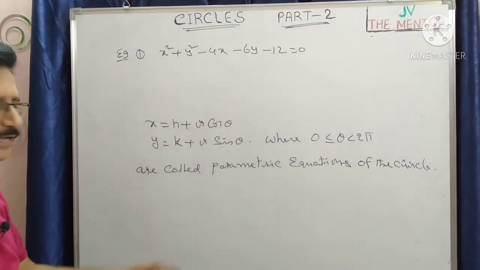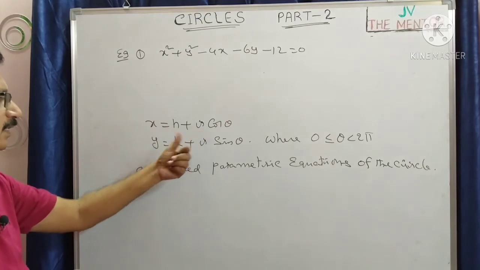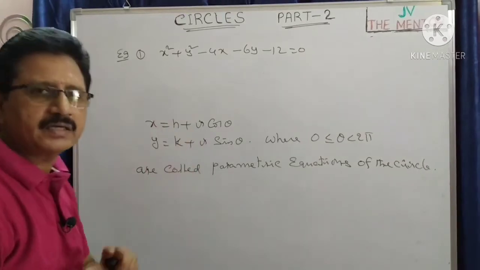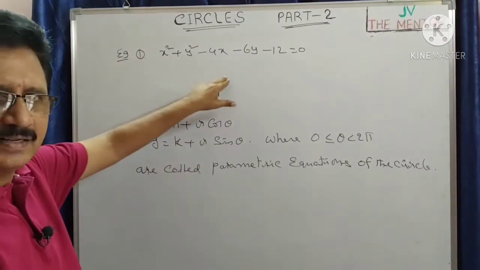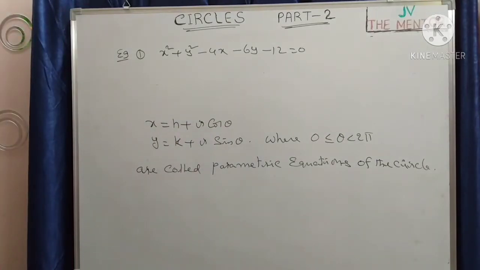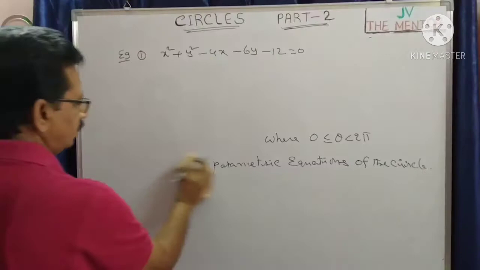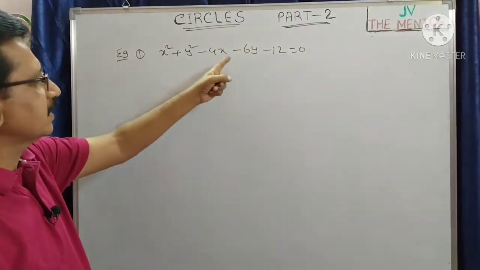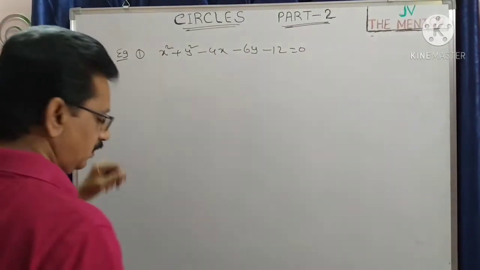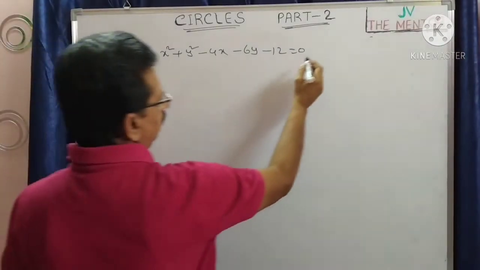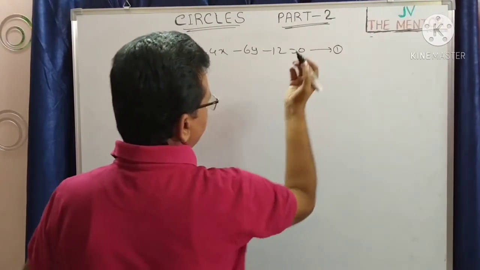What are the parametric equations? x equal to h plus r cos theta and y equal to k plus r sin theta, where h comma k is the center, r is the radius. First we will find the center and the radius of the given circle. Okay, write down. Now our problem is find the parametric equations of the circle. Okay, now write down. Comparing the given equation with, this is the equation 1, the given equation.